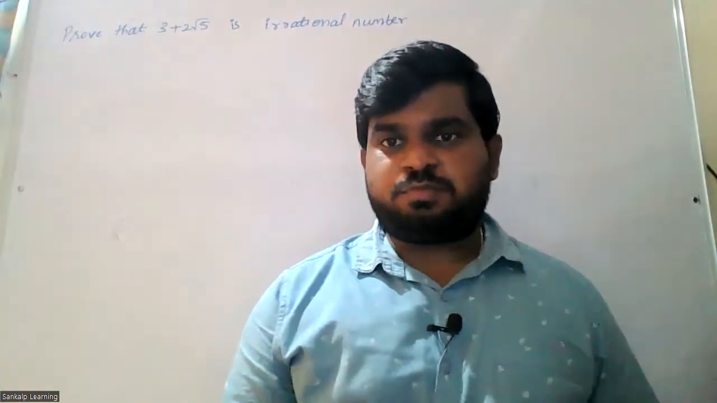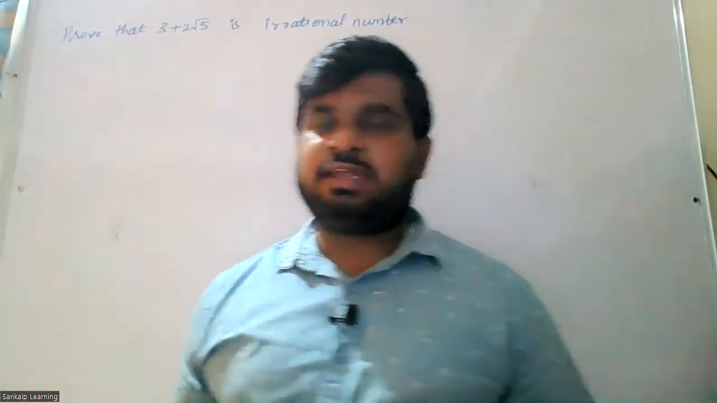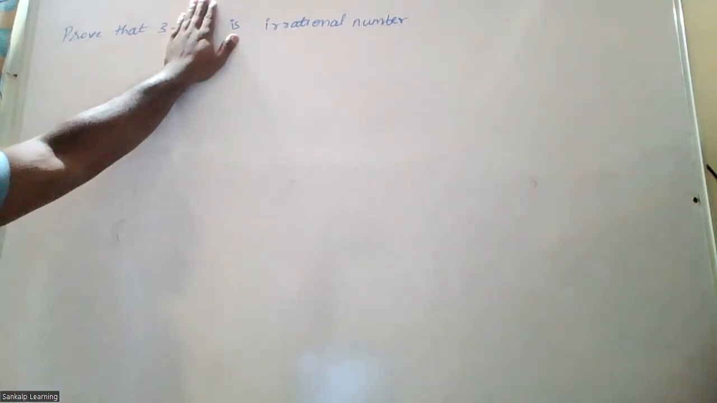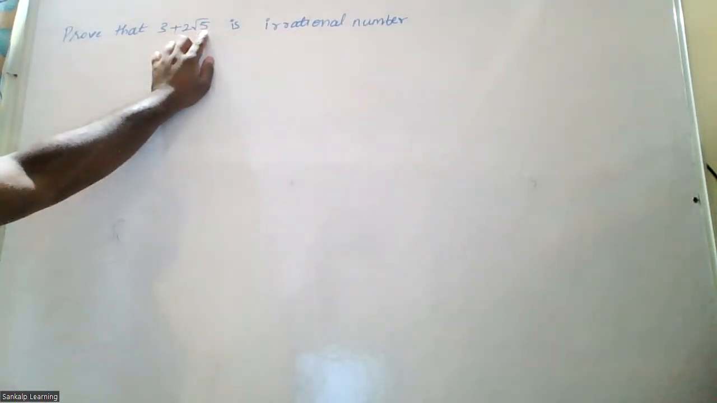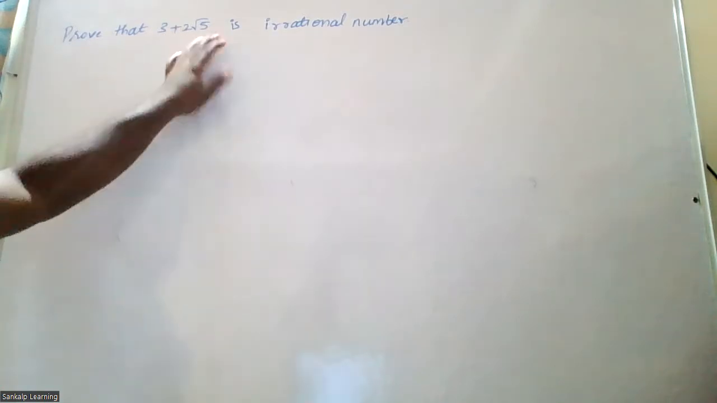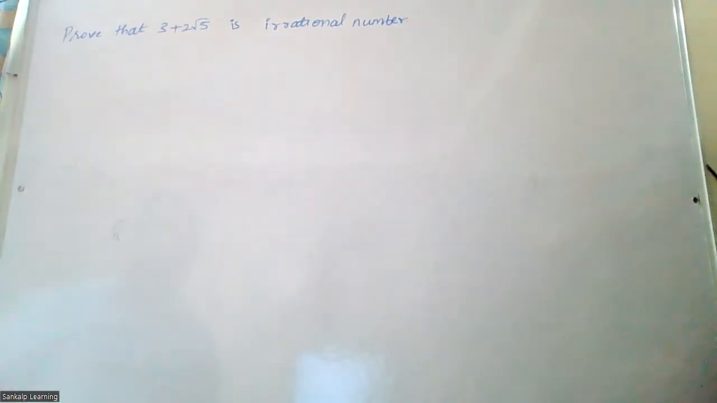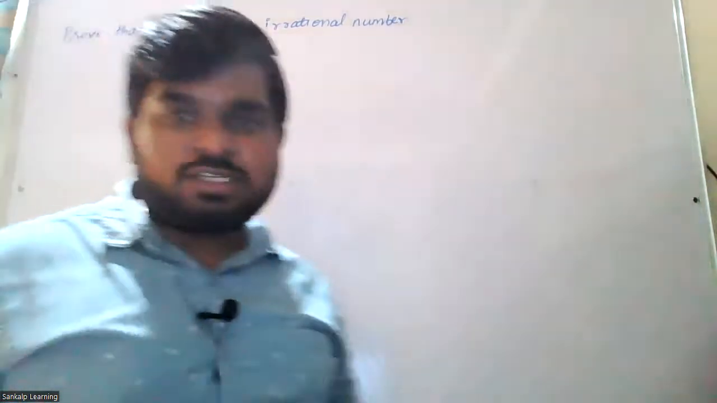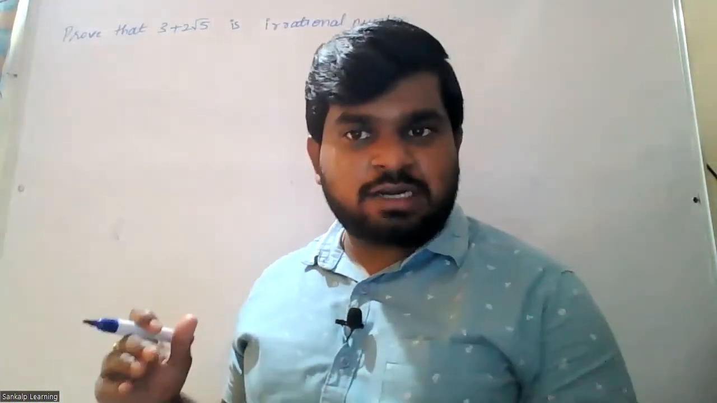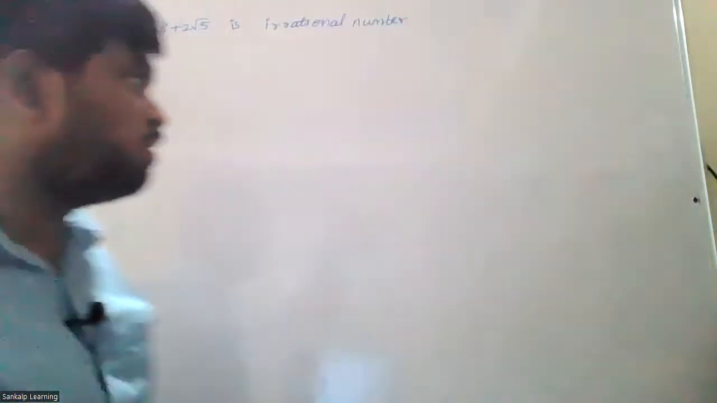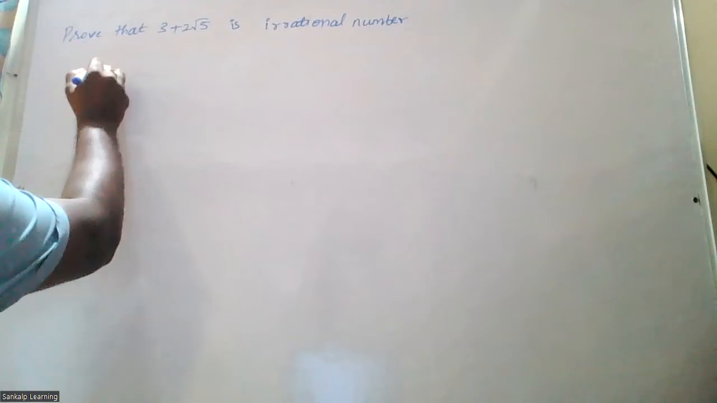Okay, the next question, prove that 3 plus 2 root 5 is an irrational number. That is, actually 3 is a rational number. Okay, 2 root 5 is actually an irrational number. Okay, the combination 3 plus 2 root 5, we have to prove it is an irrational number. Again, we are going to solve this by contradiction method itself. Okay, that is, we are going to assume that this number is a rational number.